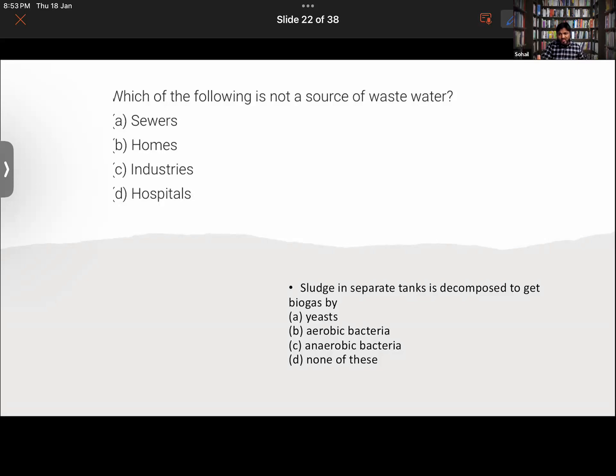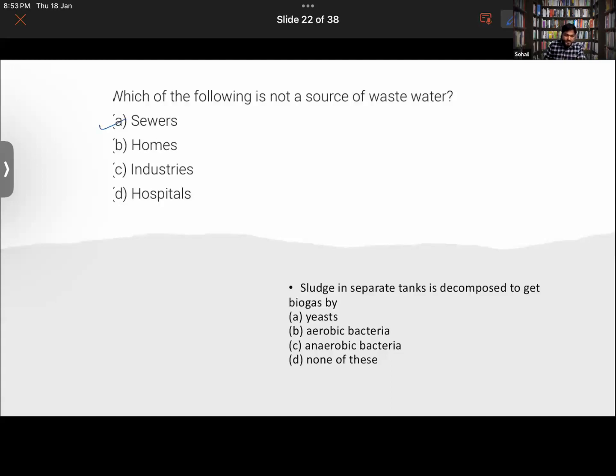Guys, where aerobic respiration is done, where aerobic bacteria are used, in the aeration tank. Aeration tank, very good. The answer of the first one is correct. Very good. Sewers are basically carrying the wastewater. They are not the source of the wastewater, right?